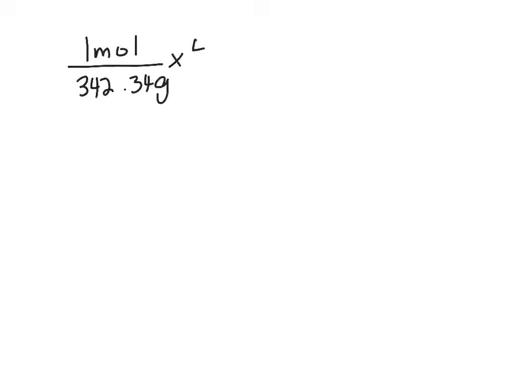Now I'm going to multiply that by 40 grams. That will get rid of my units. Grams, I'm left with moles. That's the only step you have to do. So you end up with 1 times 40 divided by 342.34. No formula required. The nice thing about this is there are no intermediate steps, so there are no rounding errors.